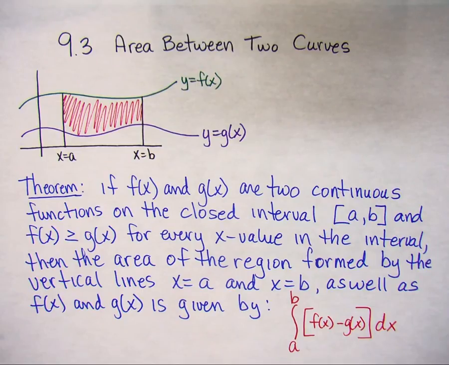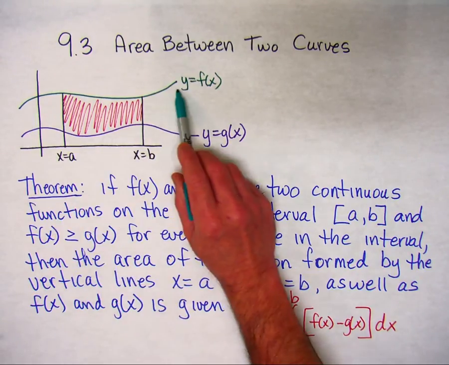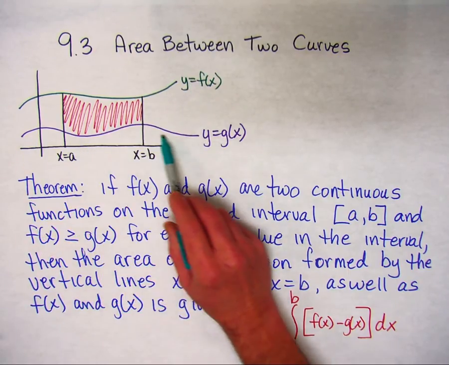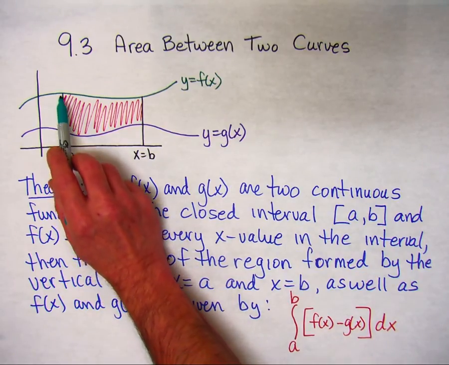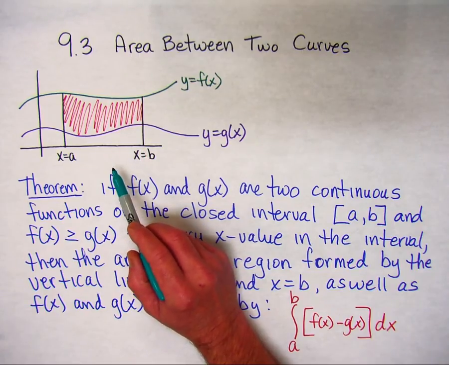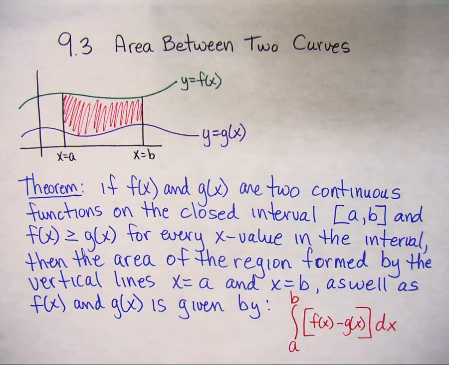In section 9.3, we're going to look at the topic of finding the area bounded between two curves. So what I've done here is drawn a picture of a certain situation where we have two functions. The upper function is indicated by y equals f of x, and the bottom function is indicated by y equals g of x. And then I've also marked off an interval from x equals a to x equals b. You can see that what I've created is a region which I've shaded in here in red. That is the area of the region that we're looking for.